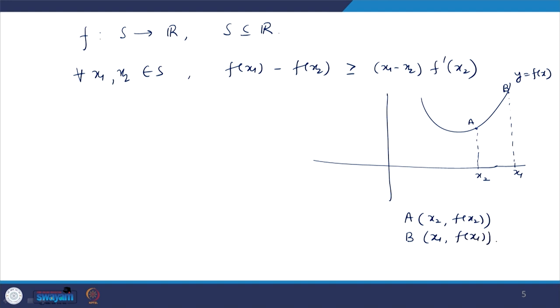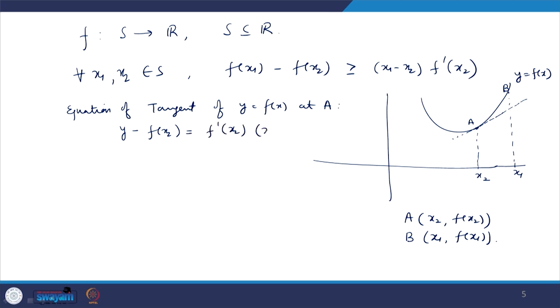Now you draw a tangent at this point. What is the equation of the tangent to y equal to f x at A? That will be y minus y1, where y1 is f x2, equals f dash x2 times x minus x2. This is the equation of this tangent. Now suppose this point is M. This tangent intersects the line x equal to x1 at M.